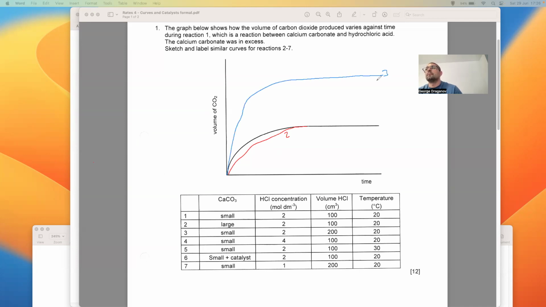So I'm going to call that 3. Then I'll try and go to a darker blue. Small, 100, 100, 20, 20, 2, 4. You've doubled the concentration. So if you double the concentration, it will be twice as fast. Okay, so this curve has to be twice as fast.